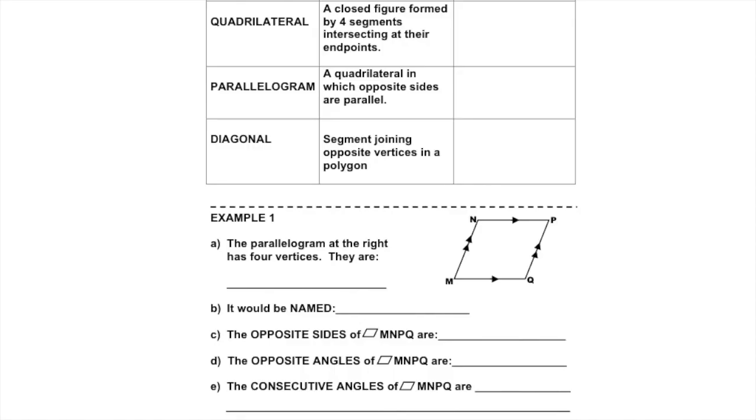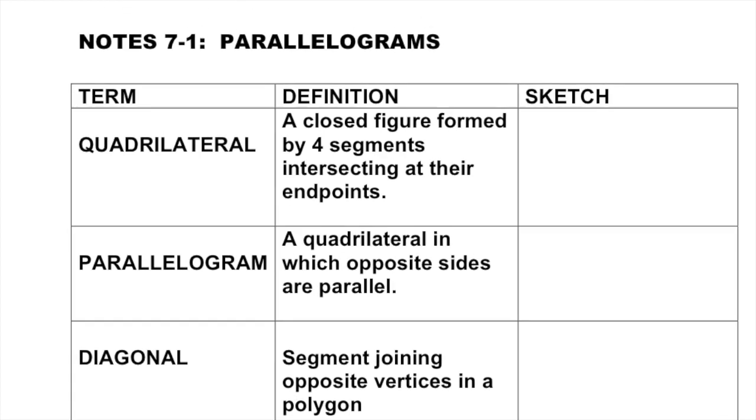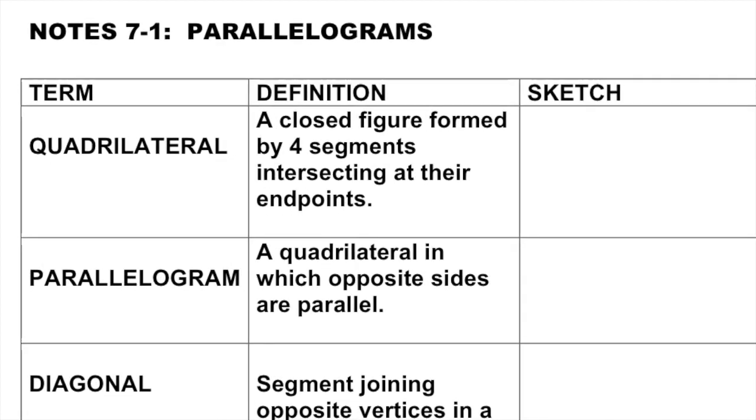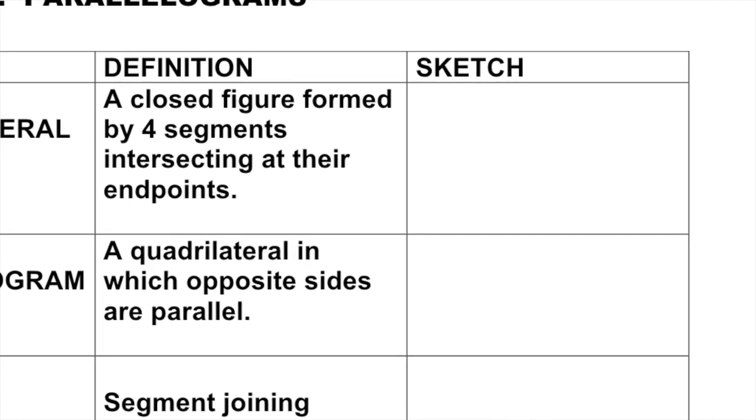All right, guys. So today we're starting the Flip in the Classroom, where we watch the videos beforehand and work on homework during class. So make sure you have your notes filled out because I will be checking them Monday morning. So we're going to talk about parallelograms today, and a parallelogram is just a quadrilateral, a closed figure formed by four segments intersecting at their endpoints.